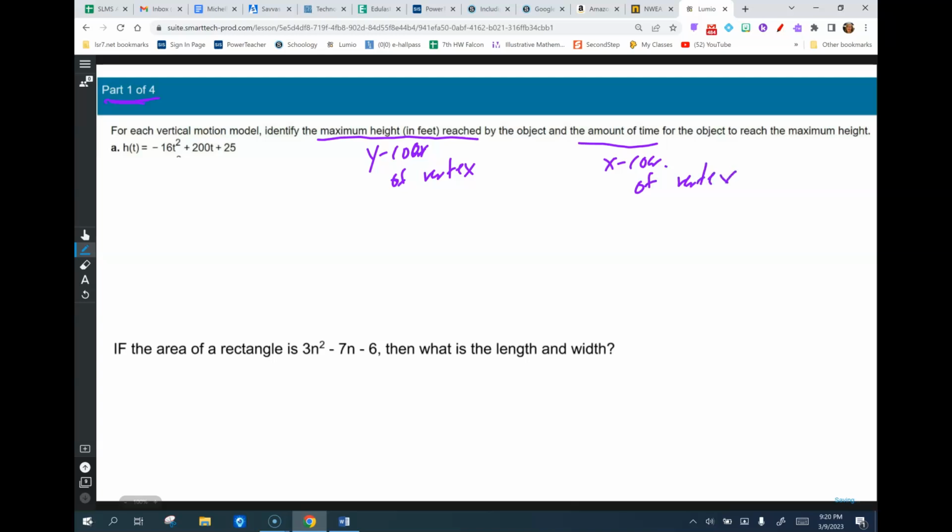Okay? Then this other one: the area of the rectangle equals 3n squared minus 7n minus 6. It wants you to find the length and the width. I've already talked about this in this video, but just wanted to make sure. So I have a quadratic function. If I want to find the two factors that give me that, I'm just going to factor this. So you're going to multiply 3 times negative 6. Put a negative 7 down here and go. Find the factors of negative 18. Hopefully you remember how to do this. If not, ask your teacher.